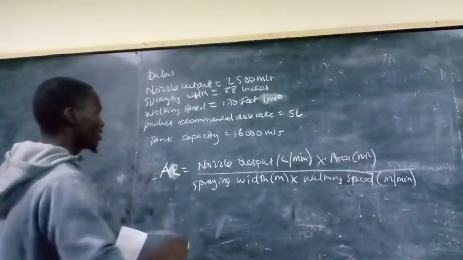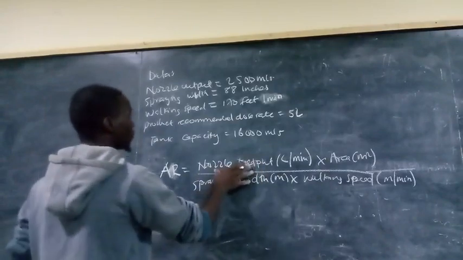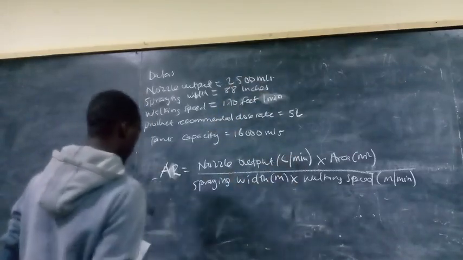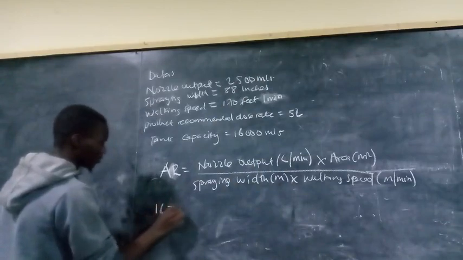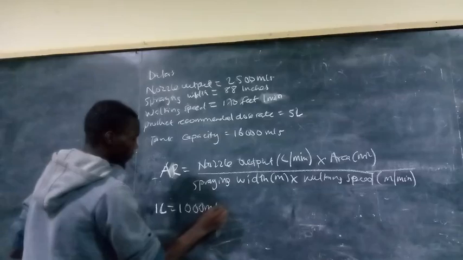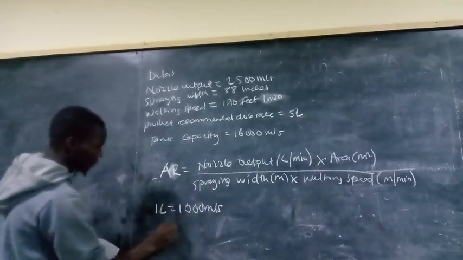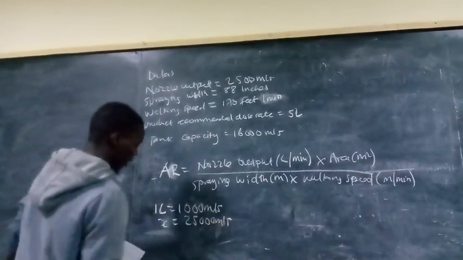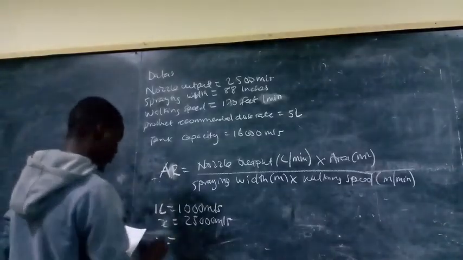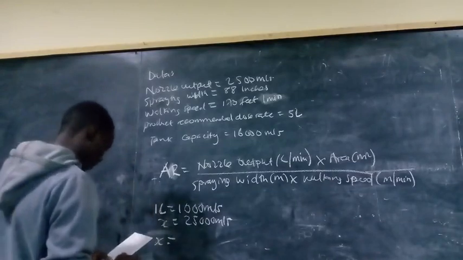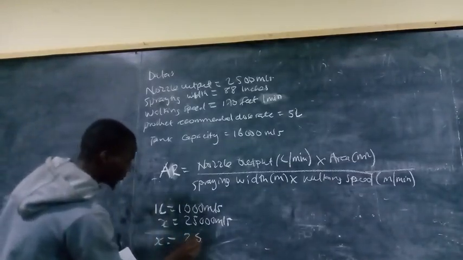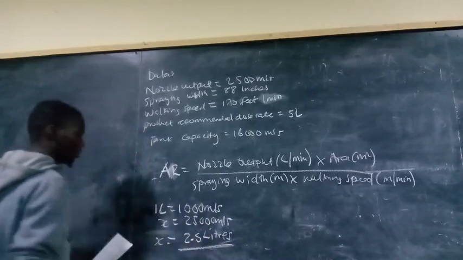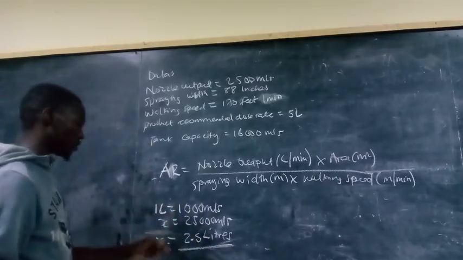So the first thing that you have to know is that we must convert our nozzle output, which is 2,500 mils, to liters. That's the first thing we must do. 1 liter is equal to 1,000 mils. And how many mils do you have there? It is 2,500 mils. So our x, when you do the cross multiplication there, you're going to find that your x will be 2.5 liters. Just cross multiply here and divide, you get 2.5 liters.